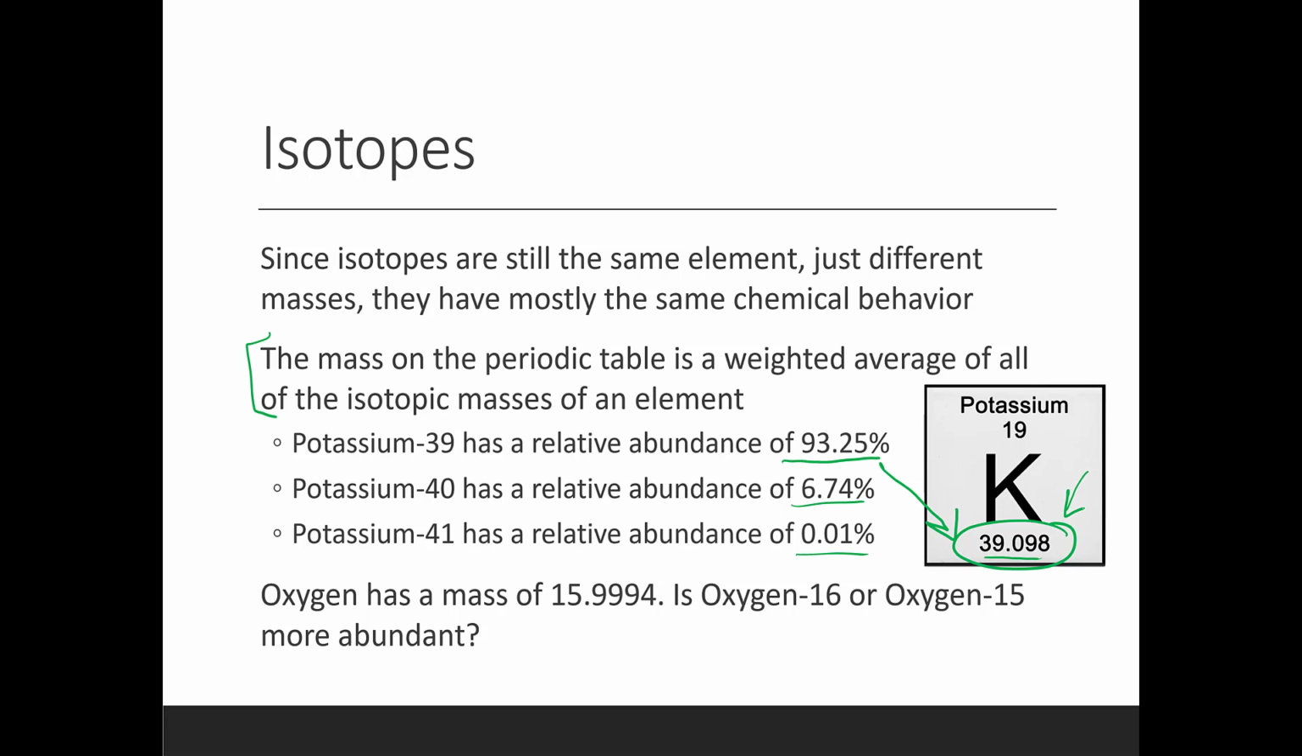Oxygen has a mass of 15.9994. So do you think the oxygen 16 or the oxygen 15 isotope is more abundant? Which one, the 16 or the 15? Hopefully you said 16. 15.9994 is 0.0006 away from being 16, so that must mean that the oxygen 16 isotope is very, very common. That would be the isotope that has 8 protons and 8 neutrons, whereas oxygen 15 would still have 8 protons, but only 7 neutrons.